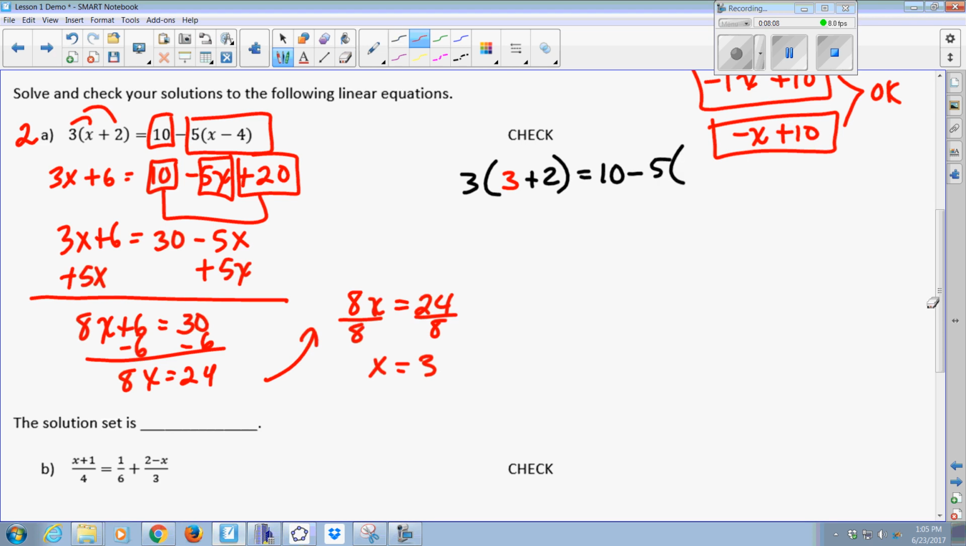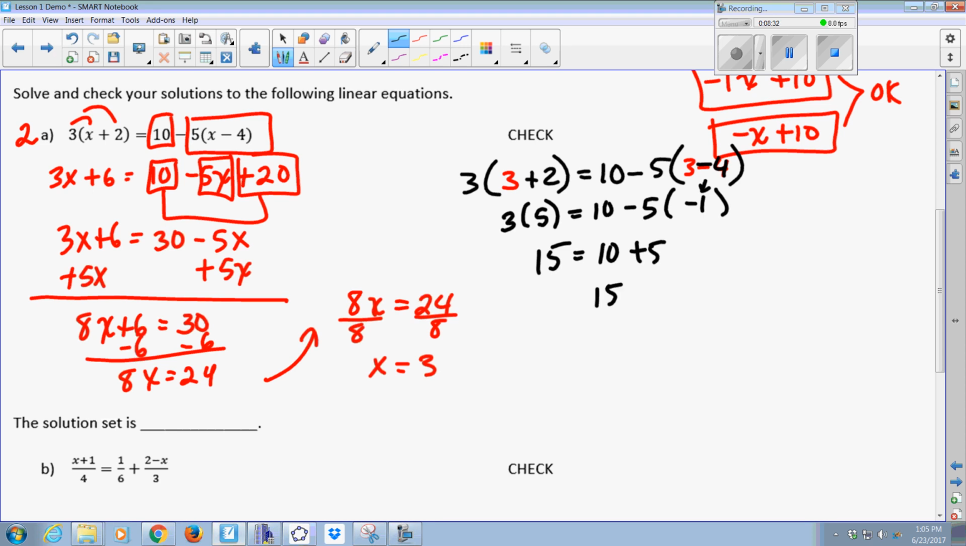And I hope you get into the habit of doing this as well. This is an excellent practice to get into. So what do we have here? We have 3 times 5. Does that equal 10 minus 5 times a -1? We take away 4 is -1. We get 15 equals 10 plus 5. 15 equals 15. You're a happy camper. You know you have the right answer.